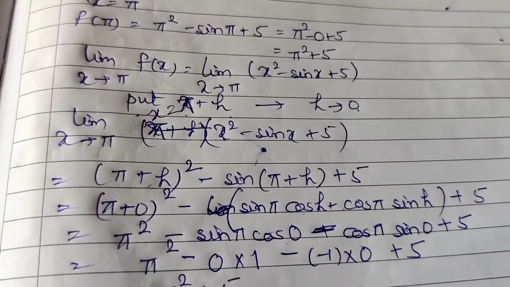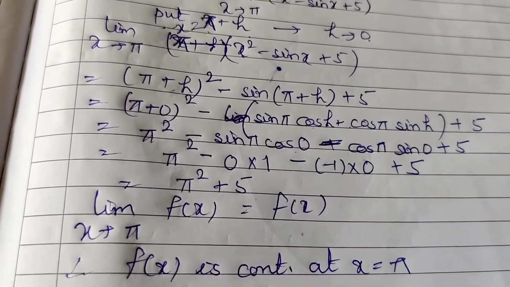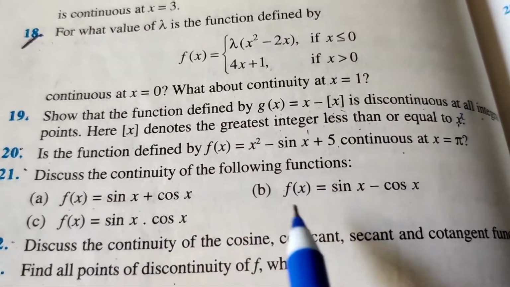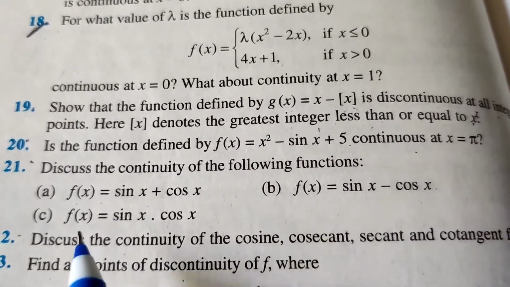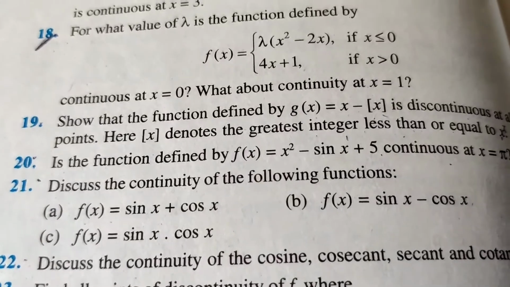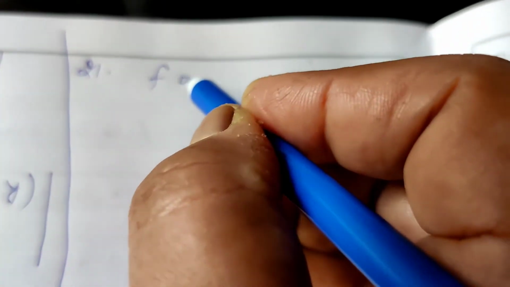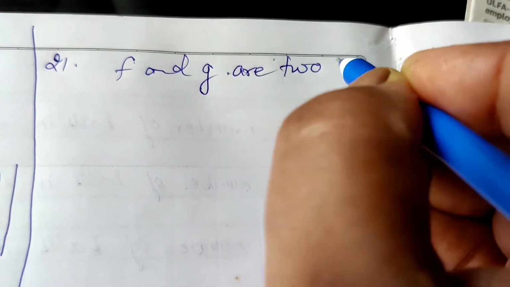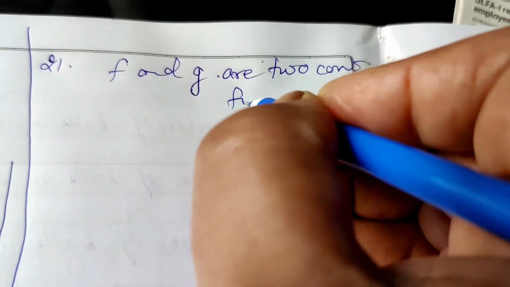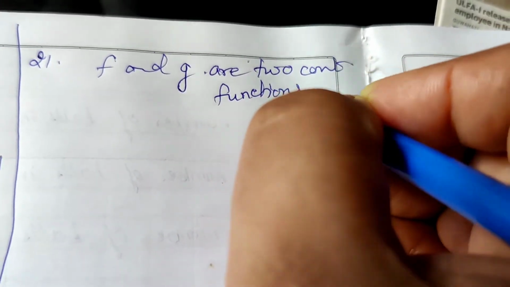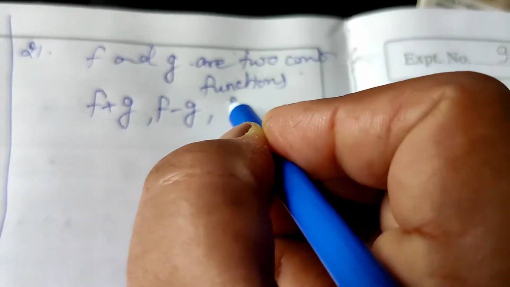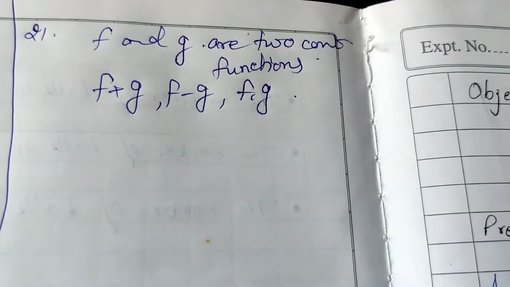Okay. Question number 21. Discuss the continuity of the following functions: f(x) equal to sin x plus cos x, f(x) equal to sin x minus cos x, f(x) equal to sin x into cos x. It is known that if f and g are two continuous functions, then f plus g, f minus g and f into g are also continuous functions.